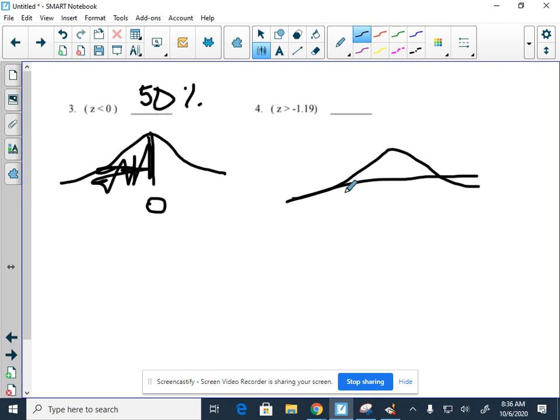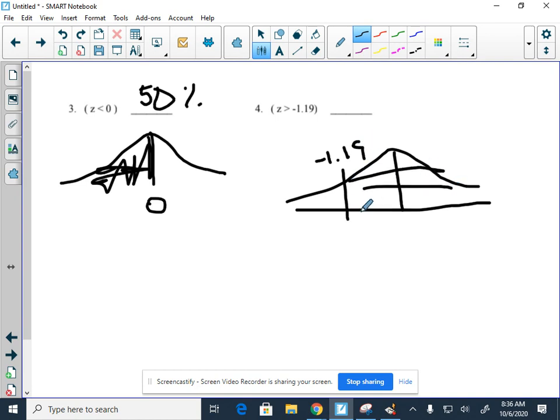Okay, so then this one, you learn to draw where we want it. Boy, that was a horrible line there. Let's try that again. So here's 0. Negative 1.19 is about here. And we want greater than that. So it's going to be a lot of the curve. Over 84% if you know some of those 68, 95, 99.7 rules. And why over 84? Because at 1 we'd have 34, here we'd have 50, right?